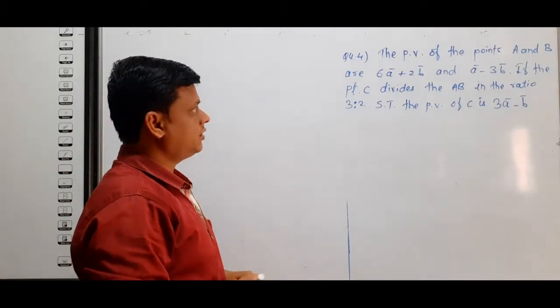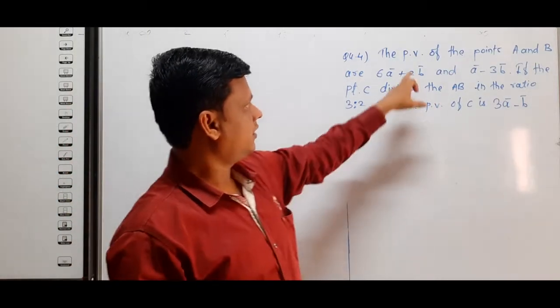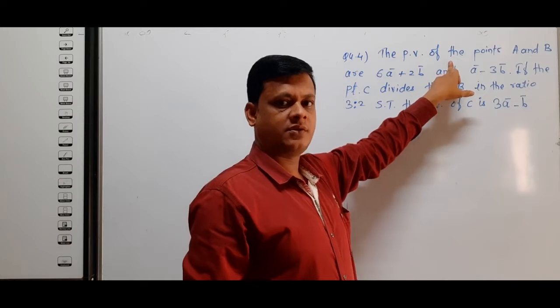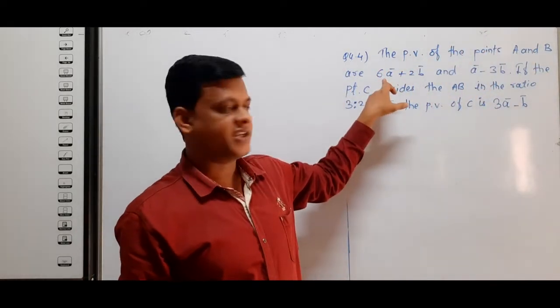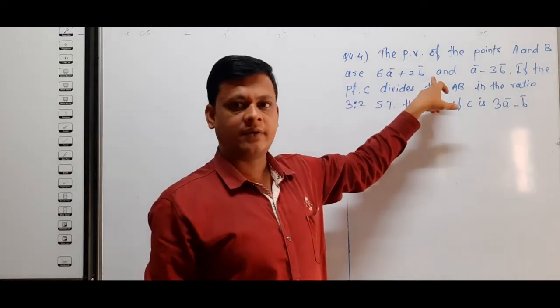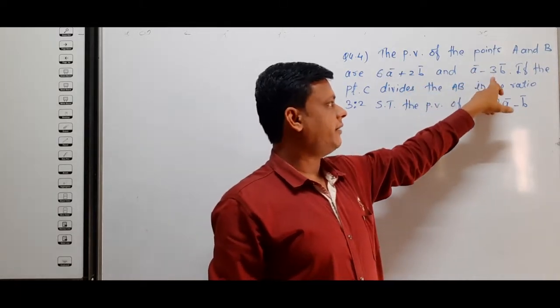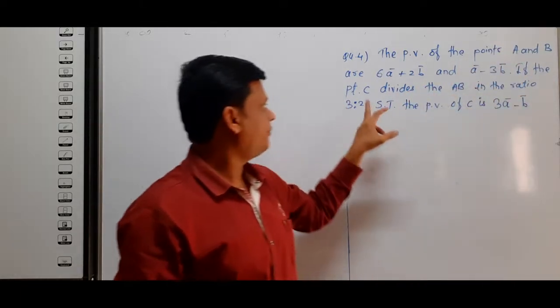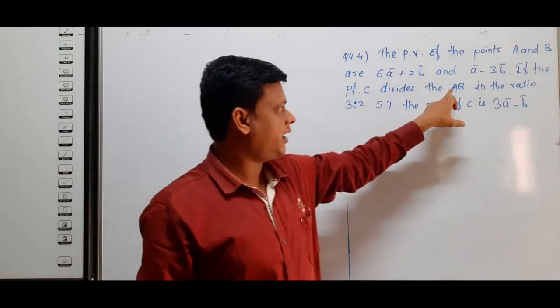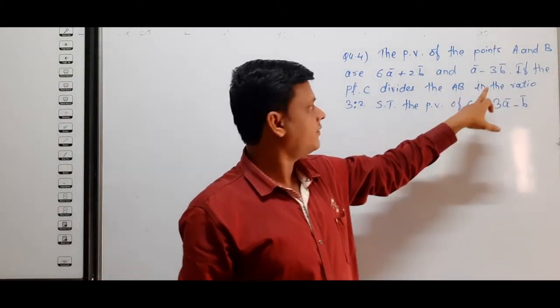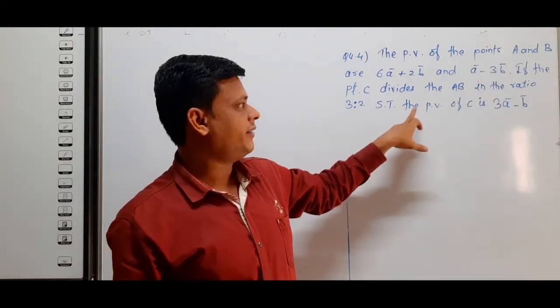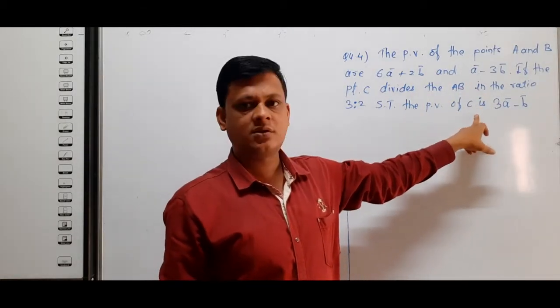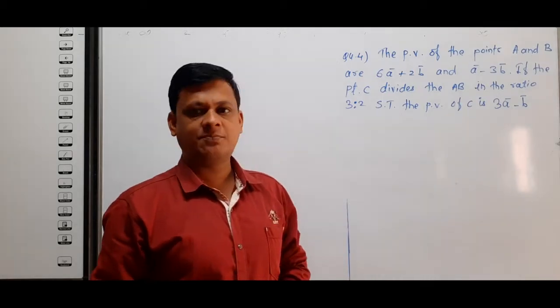Now see the question number 4. The position vectors of the points A and B are 6a bar plus 2b bar and a bar minus 3b bar. If the point C divides the segment AB in the ratio 3:2, show that the position vector of C is 3a bar minus b bar.